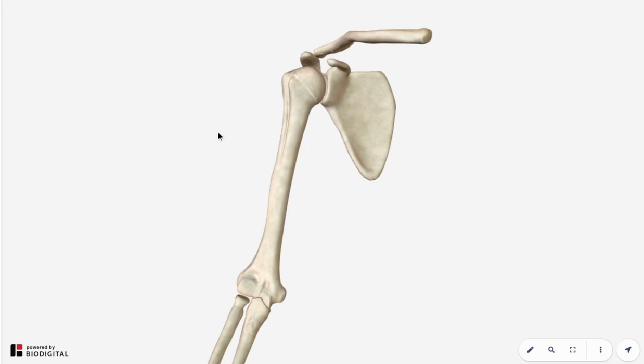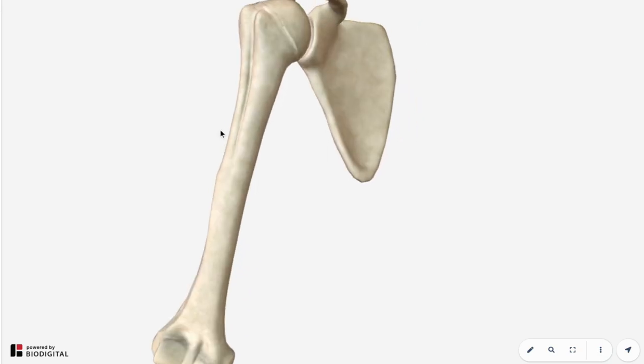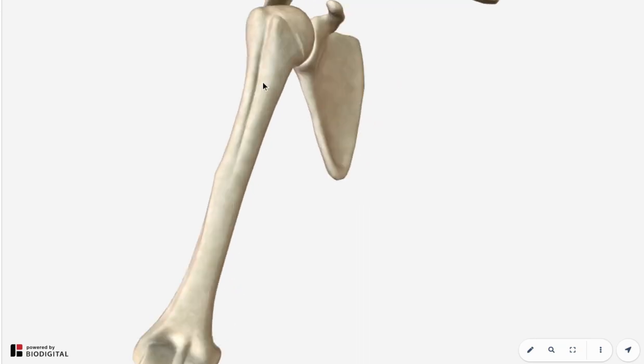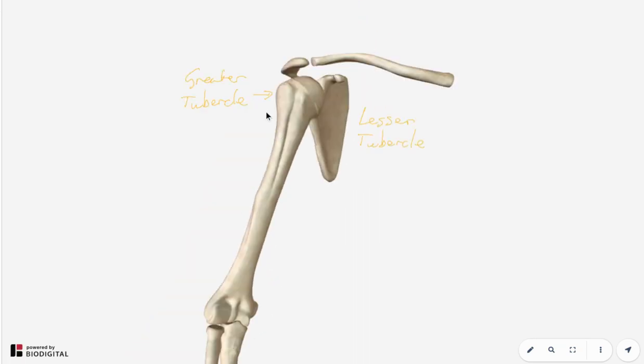Similarly to the femur, we have two big ridges of bone. But instead of trochanters, these are called tubercles. It's basically a similar thing except smaller. So we have the greater tubercle and the lesser tubercle. And then in between them, we have the bicipital or intertubercular groove. So that's this long groove right in here.